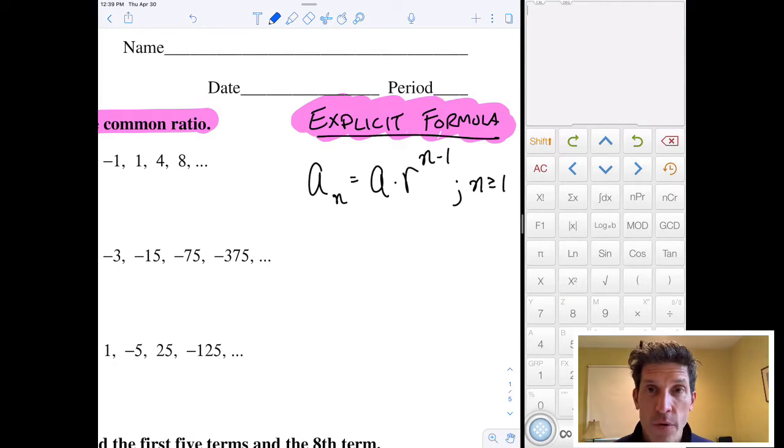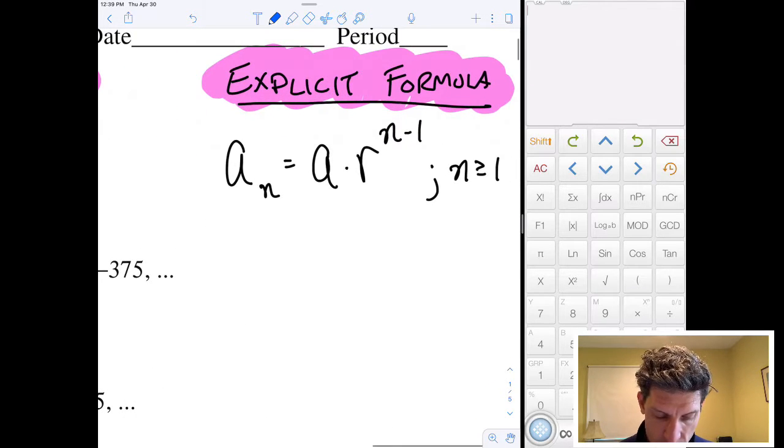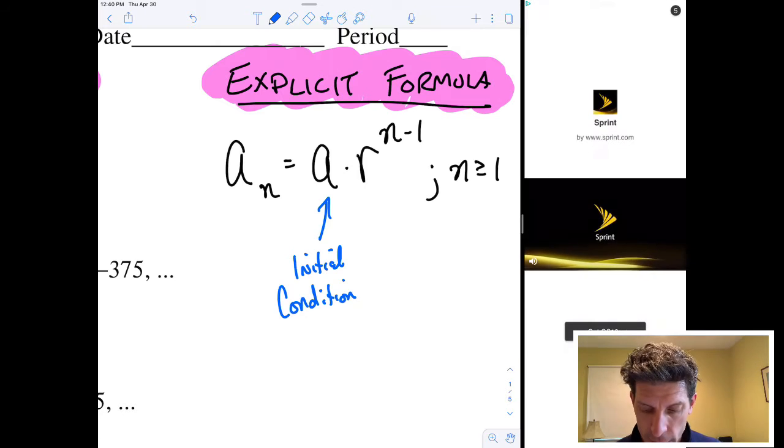I have the explicit formula already written down for you. And here's what we have. We have a sub n, or we might sometimes call it y. A sub n is going to be what some number in the sequence is going to be. This a value is the initial condition. So whatever the first number is in the sequence, or the first number we're aware of, I guess.